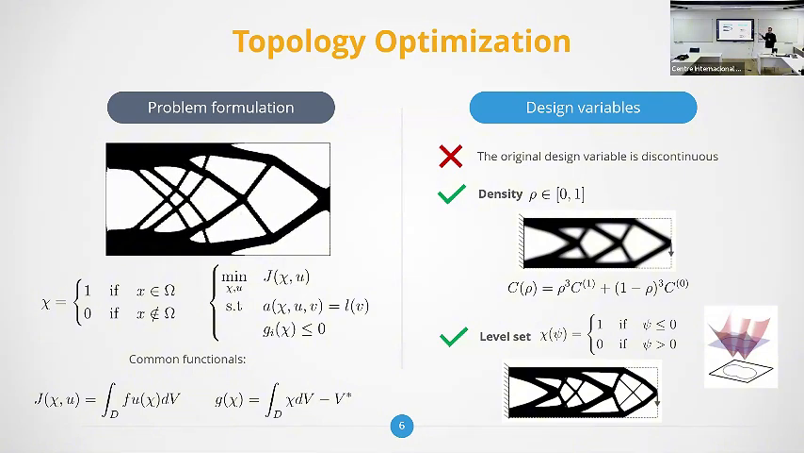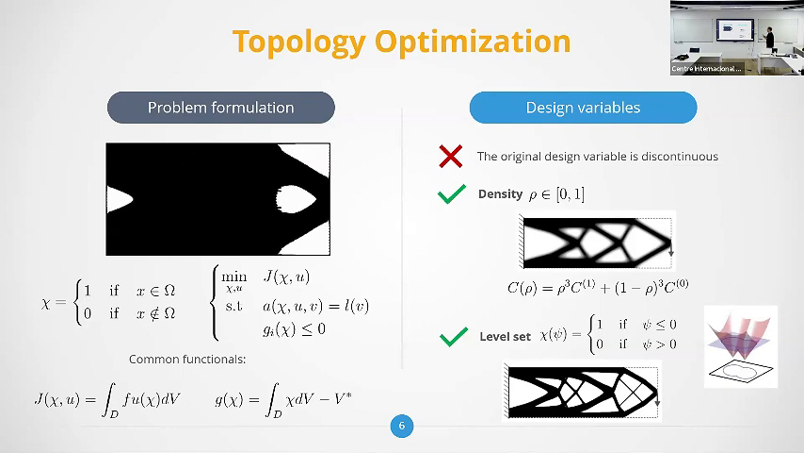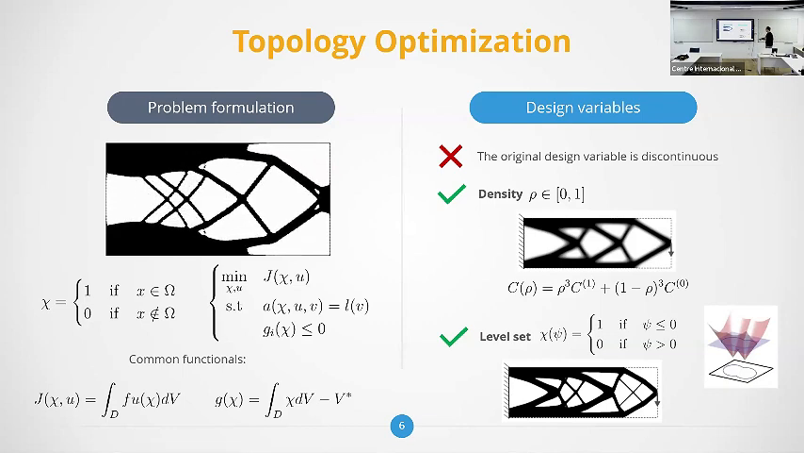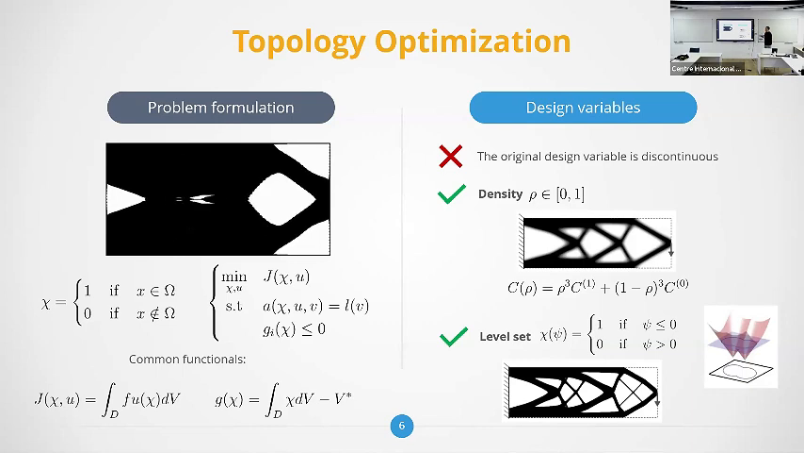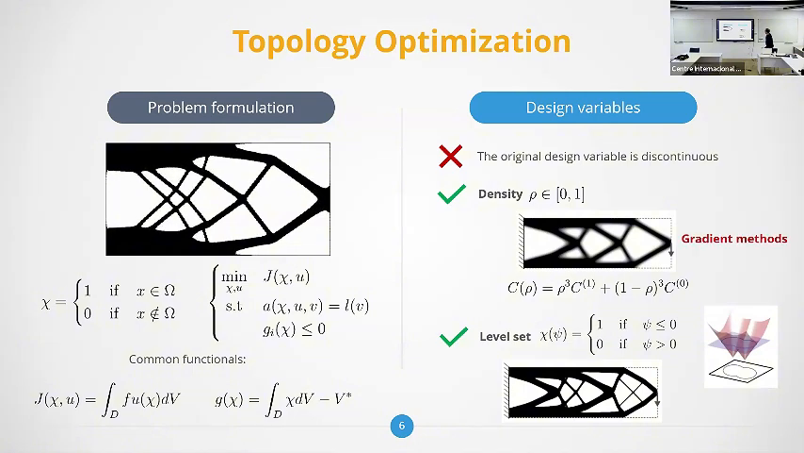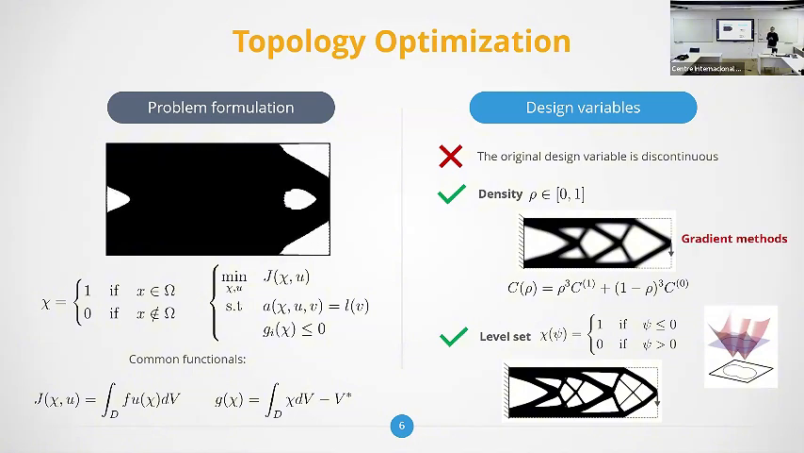On the other hand, we can also find level set, where we still work with the original characteristic function, but now by means of a surface, a level set function, and more specifically, depending on the sign of this level set, we directly retrieve the black and white areas. With density, we can use typical algorithms to solve the problem.